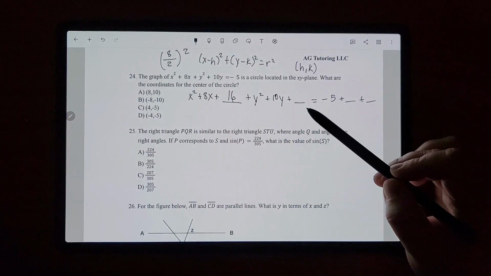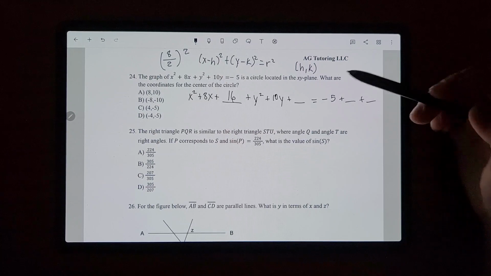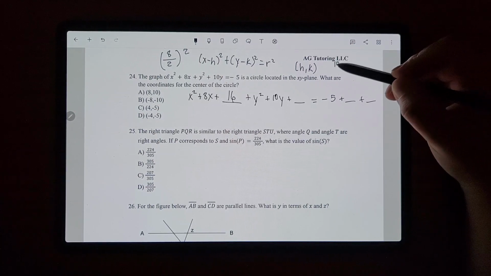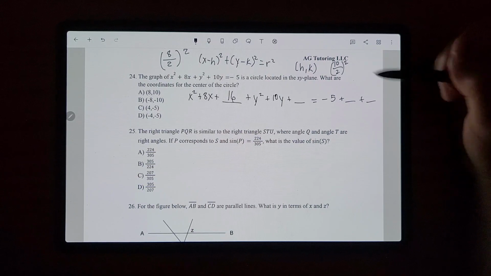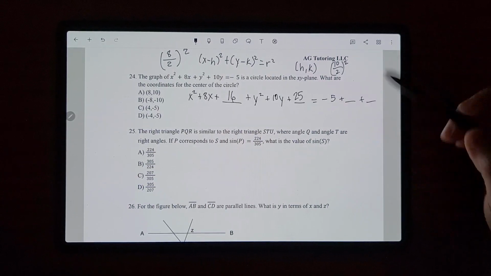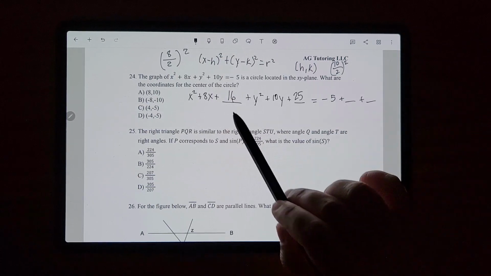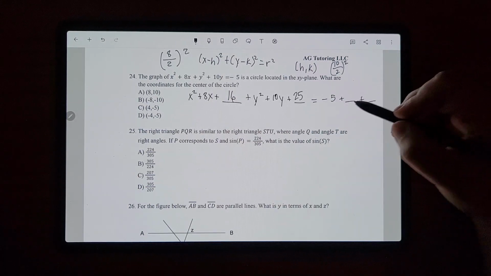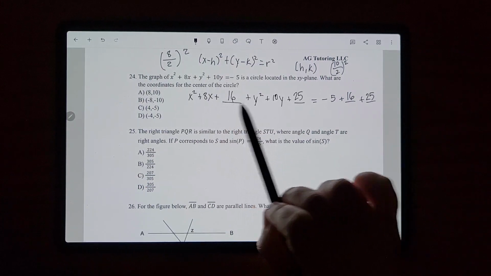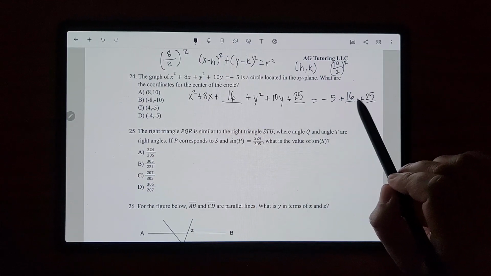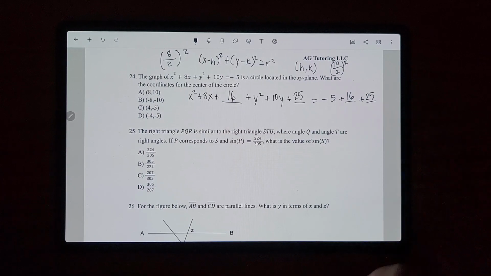Now you look at this part with the y's individually and you do the same thing. You're going to do 10 divided by 2 and then squared. 10 divided by 2 is 5, 5 squared is 25. And what goes in the blanks here are the same exact numbers that you put on the left-hand side, because remember, we always need to balance equations. So if this side is going up by 16 and 25, this side also needs to go up by 16 and 25 so that it's still equal, because you can't just change the value of one side and not the other if they're still supposed to be equal.